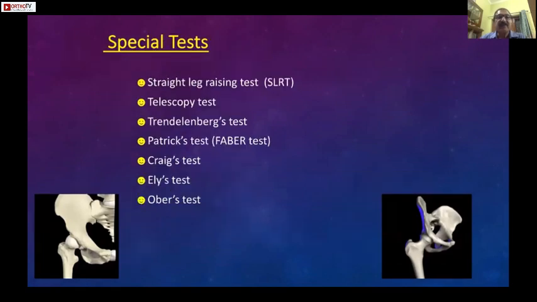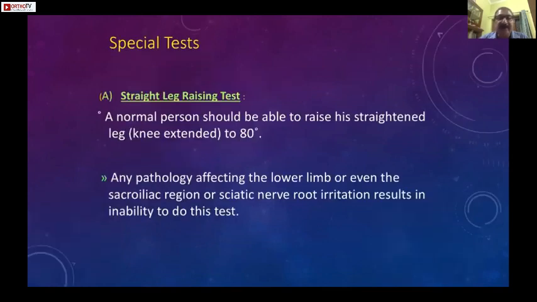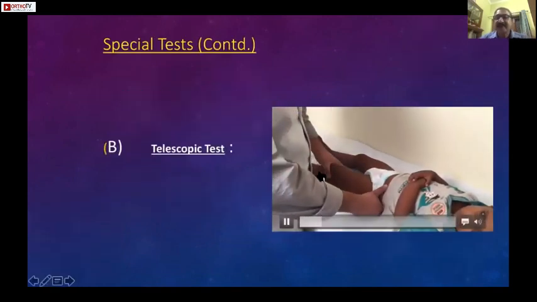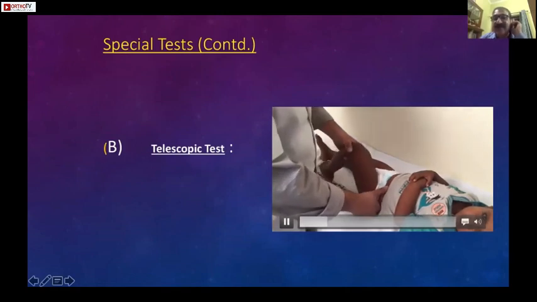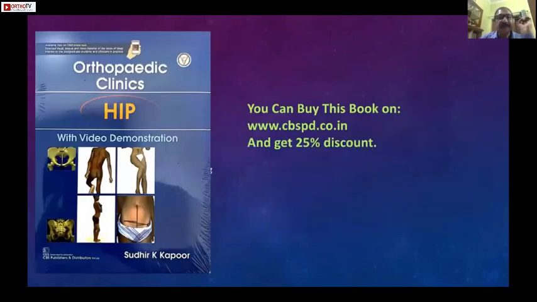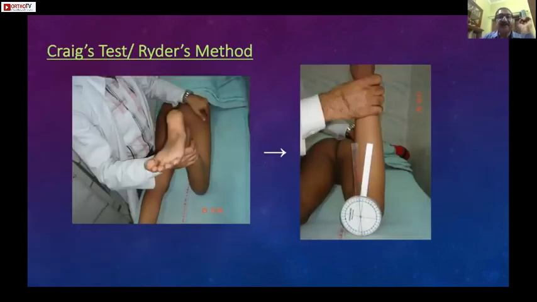These are a summary of the measurements. These are the special tests. I'll not tell you the details. Only two tests are important. This is a telescoping test. If the hip is unstable, this is how the telescoping test is done. And this is about how to measure the hip antiversion.